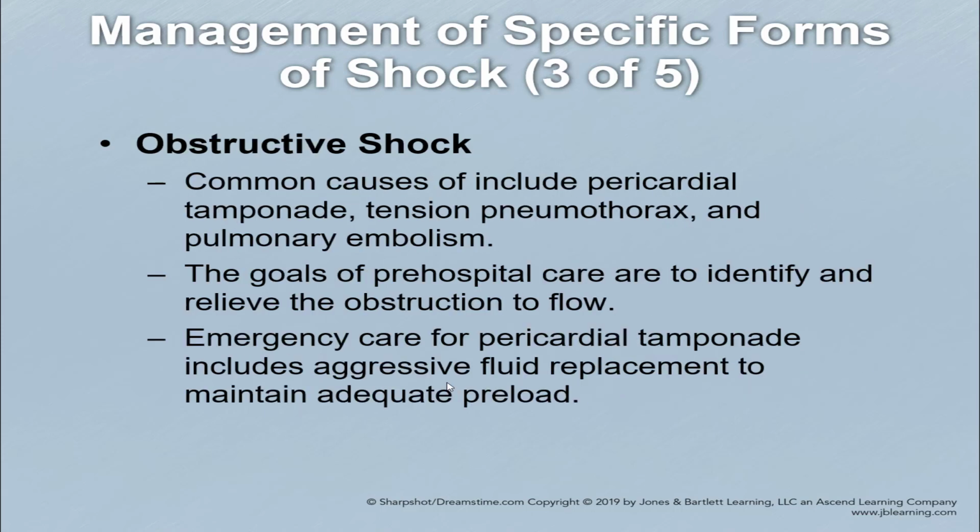Obstructive shock. Now, some common causes of obstructive shock are your pericardial tamponade, tension pneumothoraxes, and your pulmonary embolisms. Now, one of those, very easy to treat, right? Tension pneumothorax. Your pericardial tamponade and your pulmonary embolism, however, in the pre-hospital setting, are very, very difficult to treat. Obviously, the goal for pre-hospital care is to identify and relieve the obstruction of that flow.